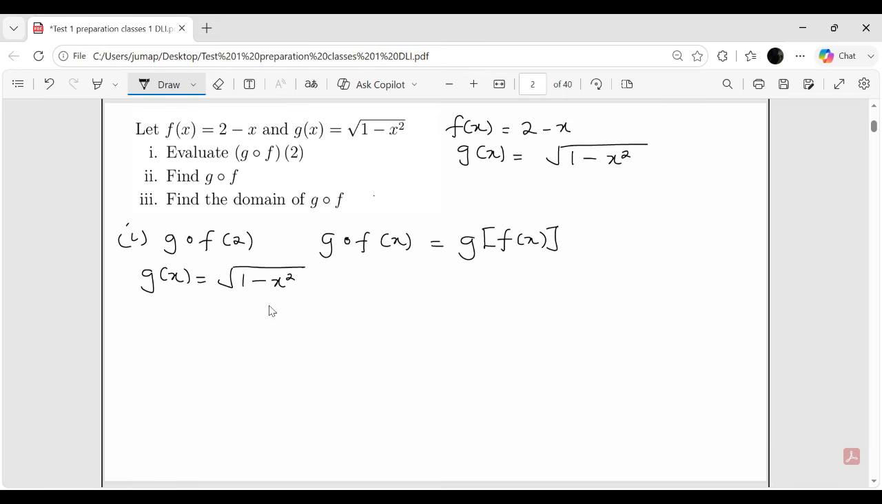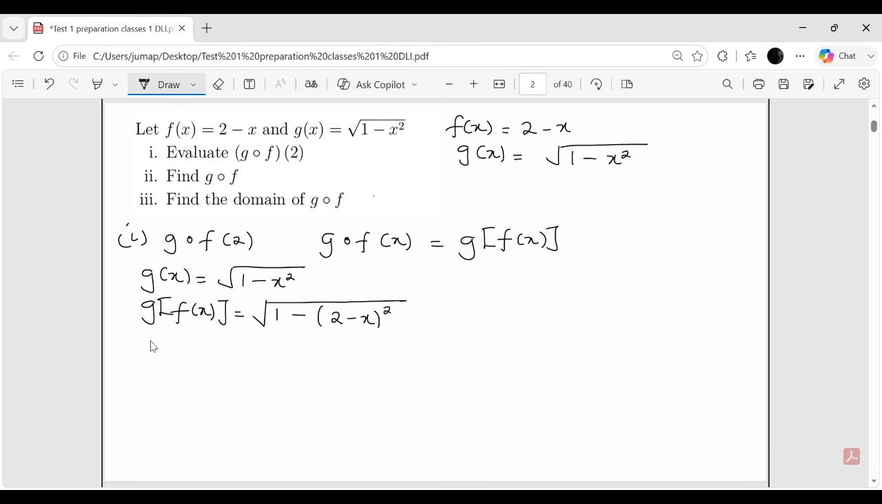x squared. Now, g of f of x is equal to the square root where there is x, because it is where they've replaced the function f of x. So we're going to replace where there is x with f of x, which is 2 minus x. So I'm going to have 1 minus, where there's x here, I'll replace it with 2 minus x squared. Okay, that is what I'm going to have.